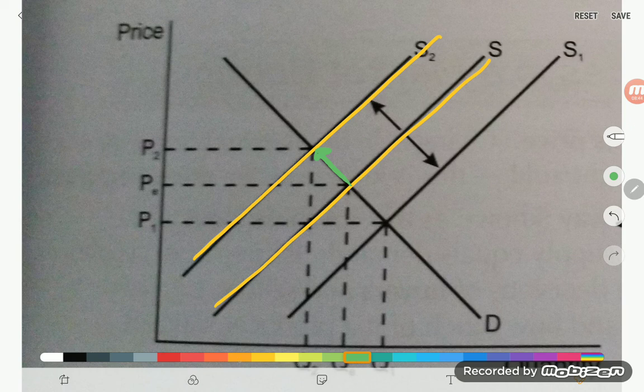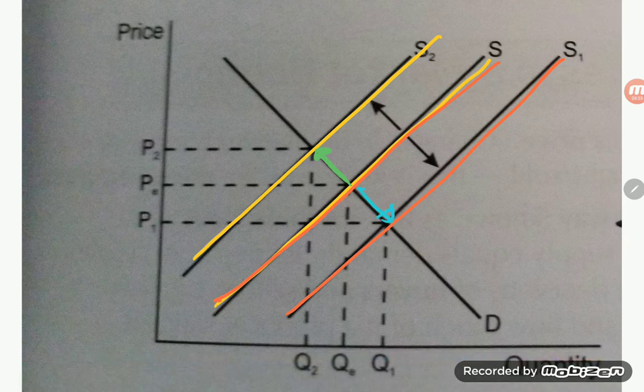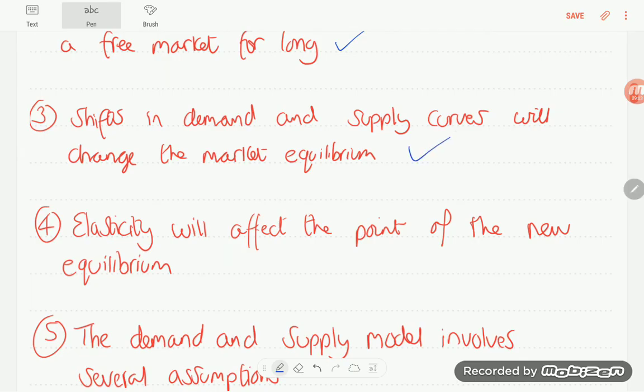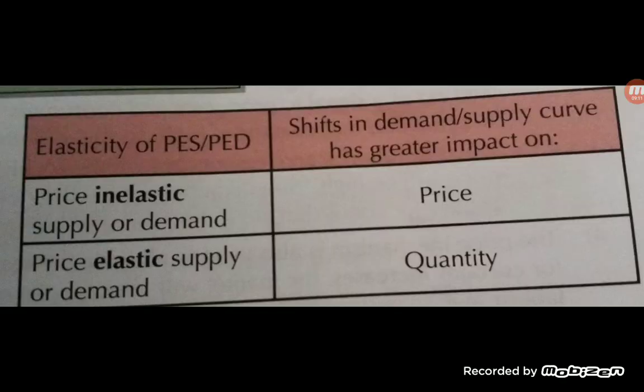When supply was shifting to the right, there was an extension in demand. When supply was shifting to the left, there was a contraction in demand. Elasticity will affect the point of the new equilibrium. Price elasticity of supply and the price elasticity of demand influence the size of changes in the equilibrium price and quantities caused by supply and demand curve shifts.